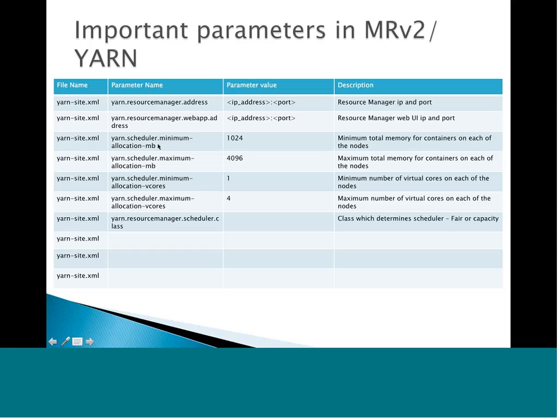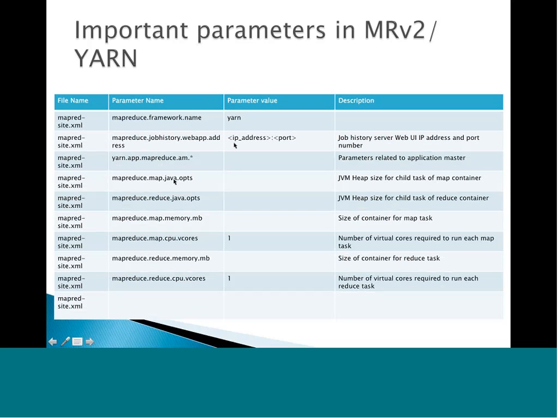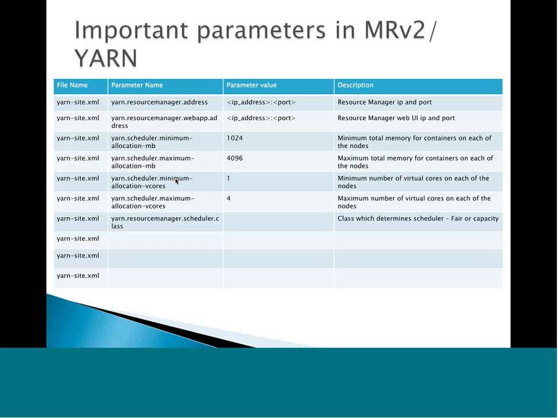And then minimum allocation MB. So this will be the minimum memory of containers on each of the nodes. The value you have given here is related to the value given at each MapReduce level. So let's say you have 16 GB RAM on each of the nodes, and if you want to give 8 GB, so this is related to schedulers. This is not related to.